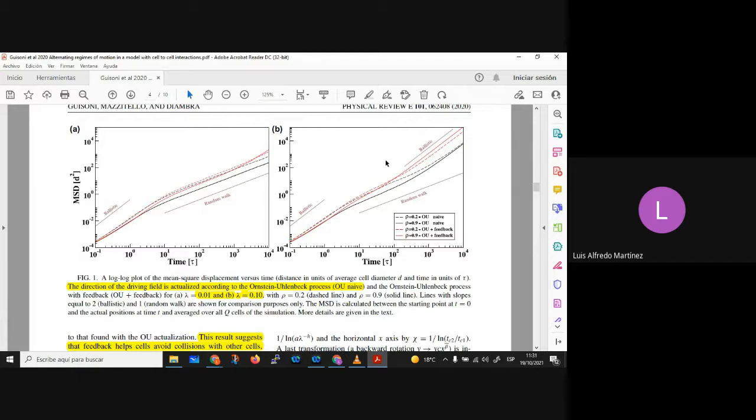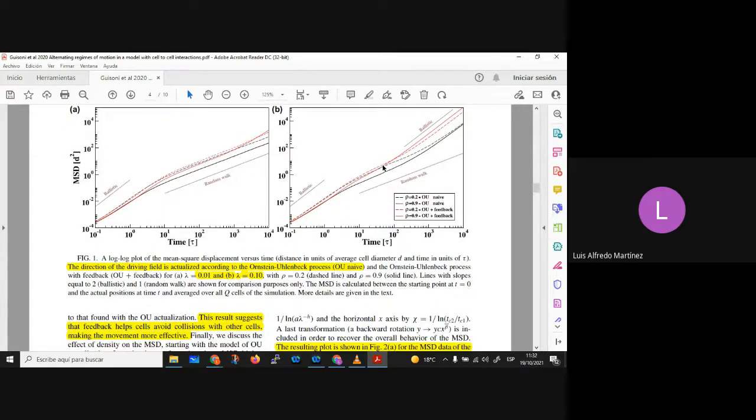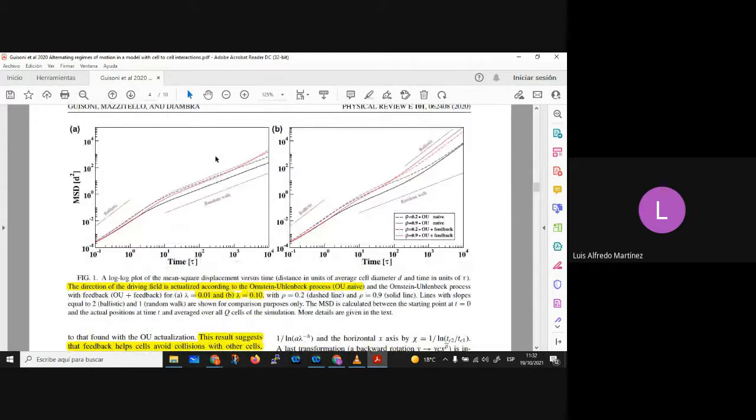The duration of the diffusive period is shorter when the friction coefficient lambda is higher. In this case, B corresponds to the higher lambda. We can see three regimes in this dynamic: a ballistic regime for short times, the diffusive regime at medium time scale, and a ballistic regime for long time scale. For low density cells, we cannot see the ballistic regime at long time.